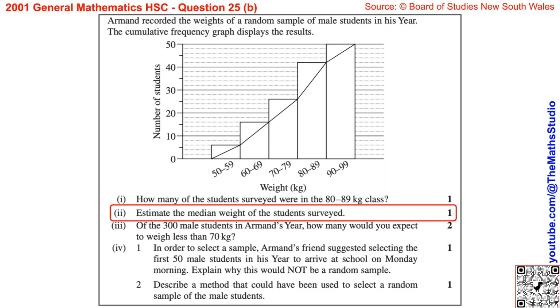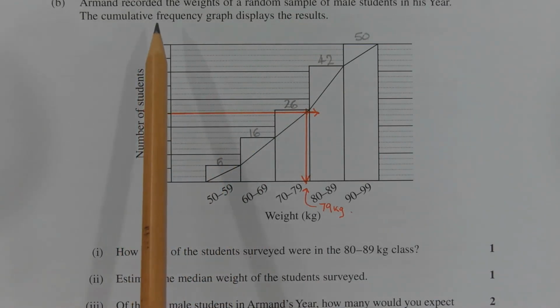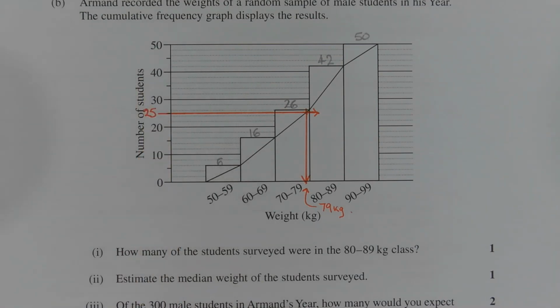Part 2. Estimate the median weight of the students surveyed. The first thing to note is that the sample consists of the weights of 50 students. Now, ordinarily, to find the median of an even number of data points, firstly, you need to order the data points, in ascending order from smallest to largest, and then find the mean of the middle 2 data points. But because we're trying to estimate the median weight from a cumulative frequency graph, all we need to do is find the point on the y-axis, which is half of the total number of students surveyed. So half of 50 is 25.